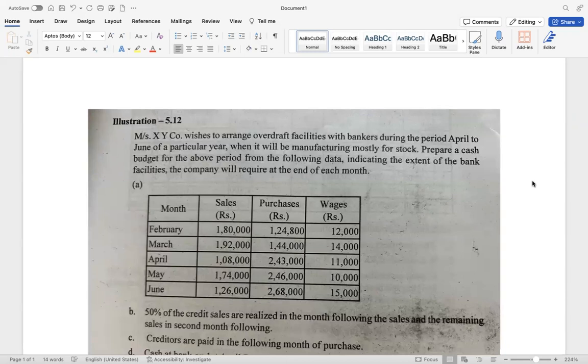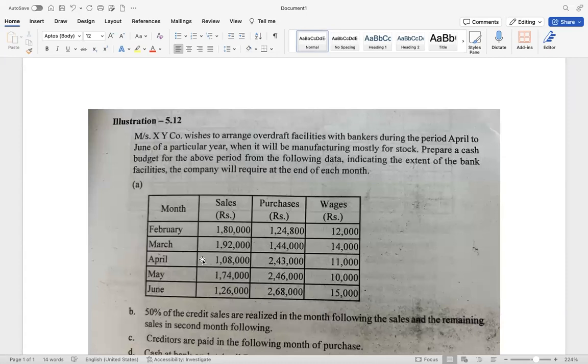Hello, students. I would like to now present the cash budget. The data is given above for Messrs. XY company, and there is an overdraft facility also for this company by the bank. And you're asked to prepare the cash budget from April to June, right? You're asked to prepare cash budget for April, May, and June.